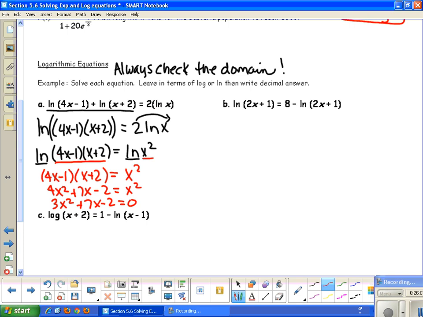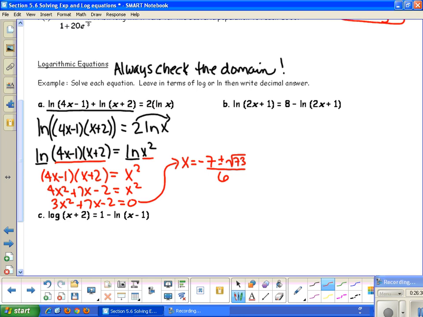Now, in order to solve this, I'm going to have to use the quadratic formula. When you go all the way through it, x equals negative b plus or minus the square root of b squared minus 4ac all over 2a, which I'm not going to go through. You get negative 7 plus or minus the square root of 73 all over 6. Now, remember, we can't say that both of those are answers because we have to check to make sure everything's within our domain.